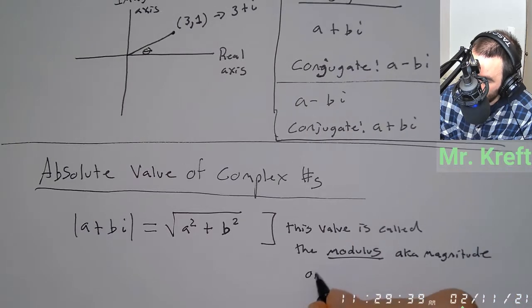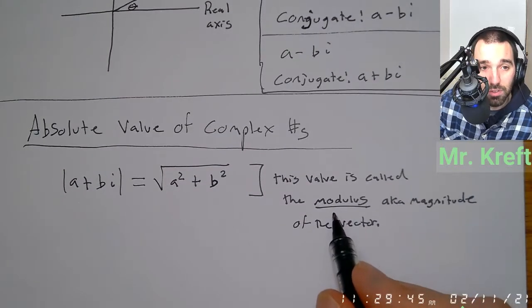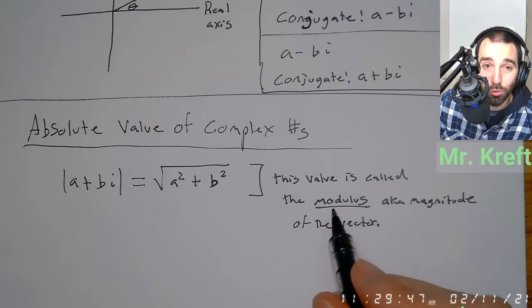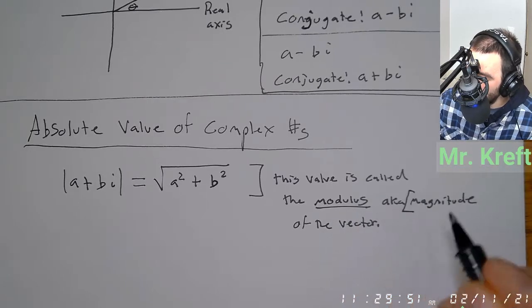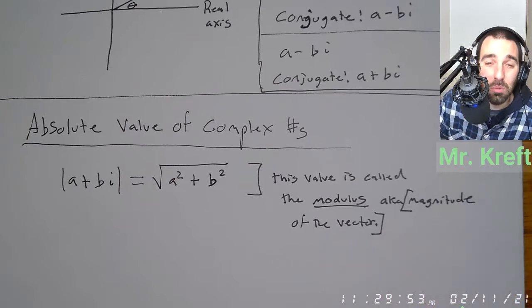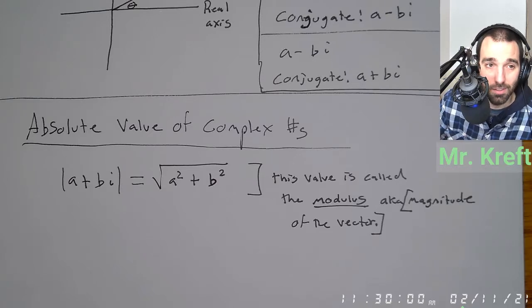So the magnitude of the vector. Okay, but it has a special name for complex numbers because it's used so much. So it's called the modulus. But I'm just going to put this, because if you can remember the modulus being a magnitude, then you're going to do so much better. Okay, it's just going to stick.